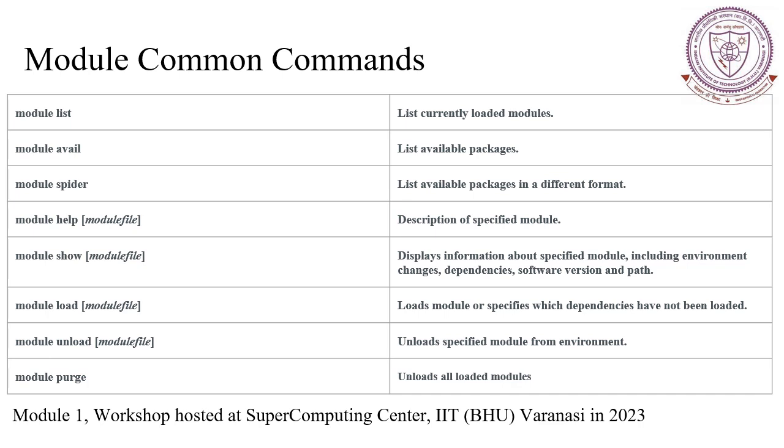These are some common module commands which you are going to use. First one is module list. The module list command lists all of the modules that are currently loaded in the environment. Second, the module avail command. The module avail command lists all of the module files that are available on your system. Third, the module spider command. The module spider command lists all of the modules that are available on your system in a different format.